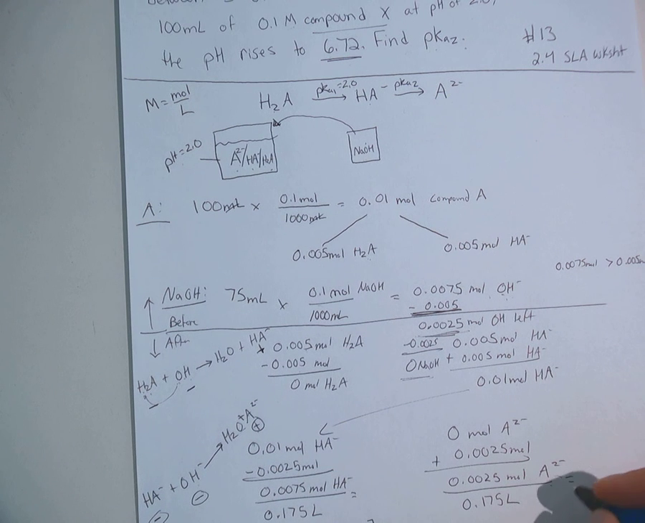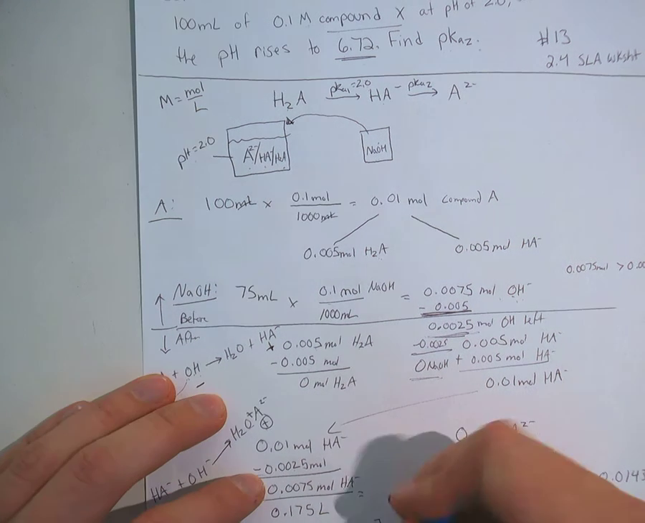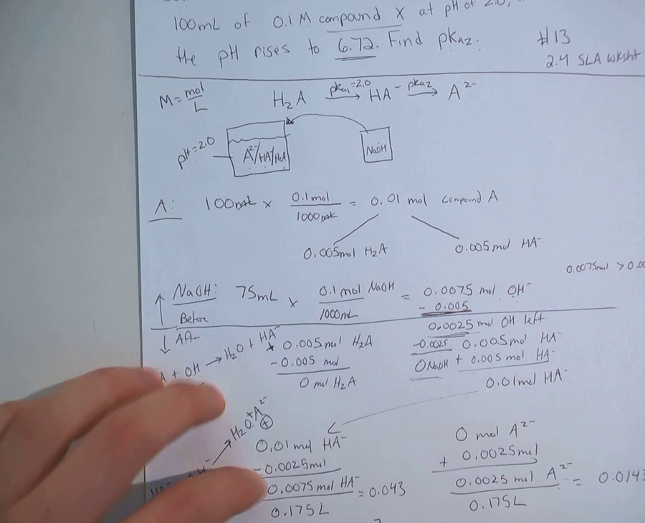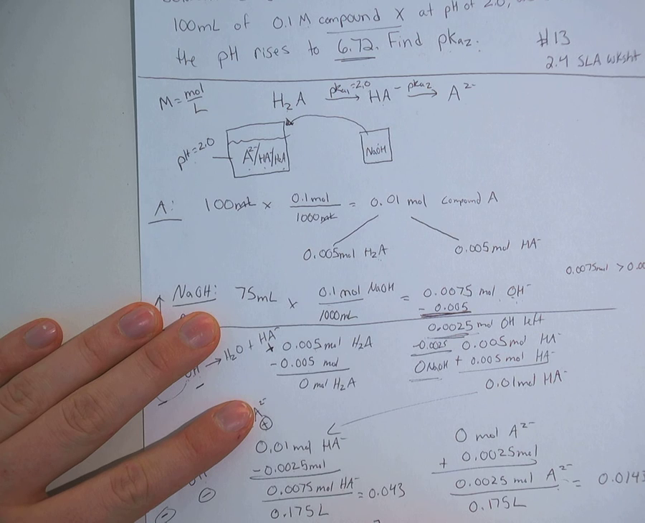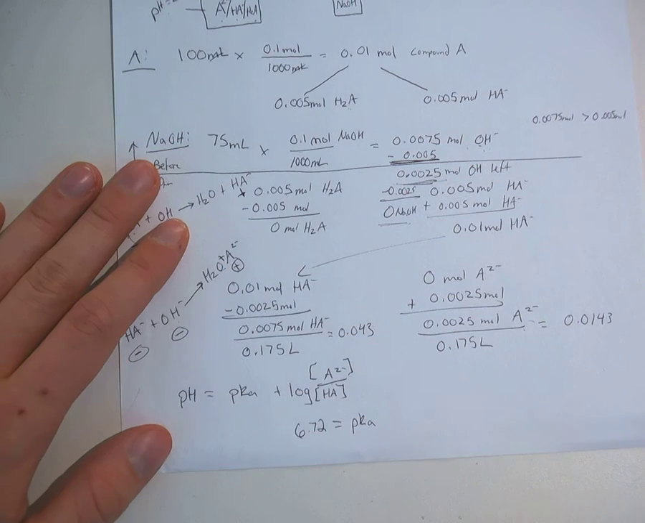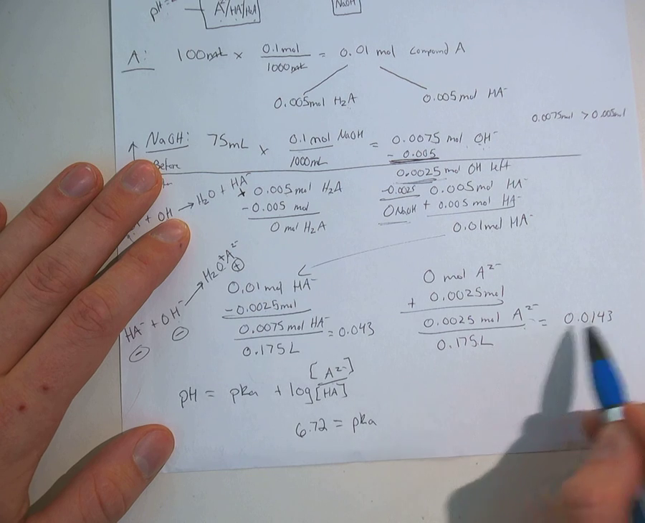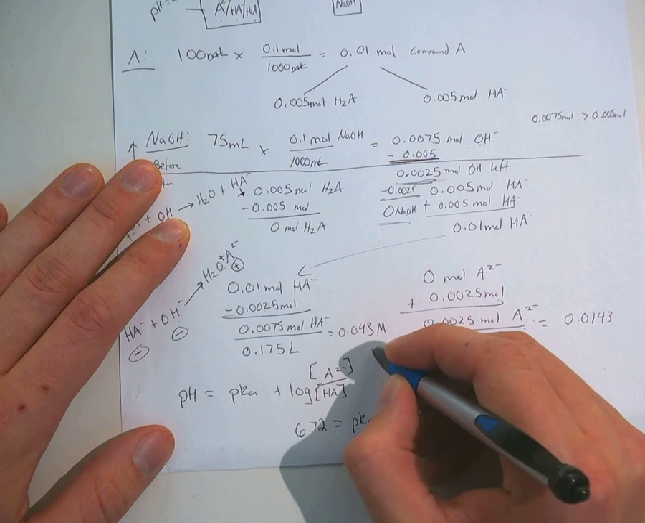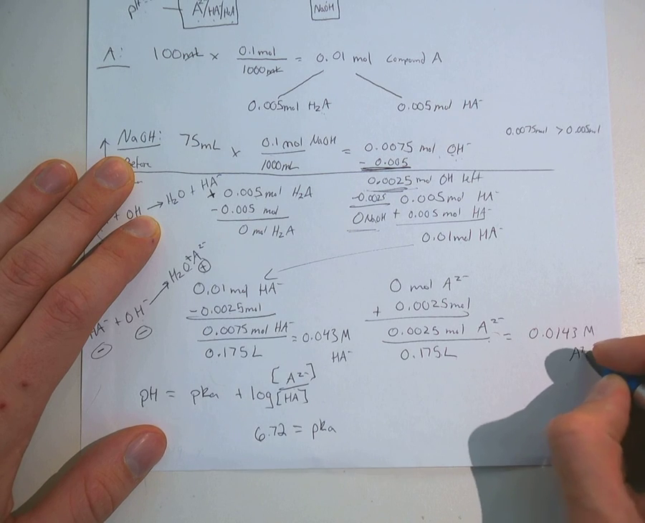So you can calculate this out when you get 0.143. I don't know how far you want to carry it. 0.75 divided by 1.75, and that's going to give you 0.043. Okay, so now I can plug these values into my equation. This pH I'm given is 6.72. It's equal to pKa. So what I did was I divided by the total amount of liters that we have now, and it gives me the molar concentration of my acid and the molar concentration of my base.